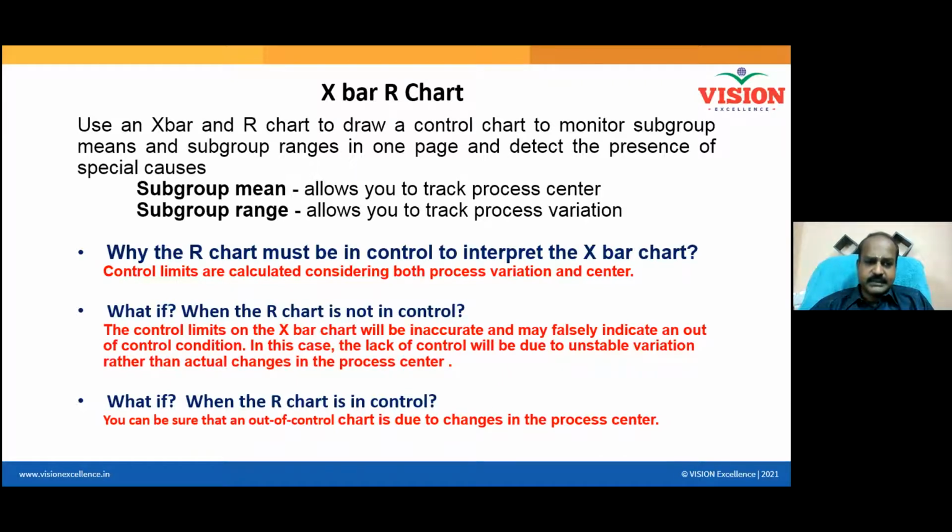But if the R chart is under control and the X bar chart gives a signal, you can understand the problem is with the process center. Process center means batch to batch variation.